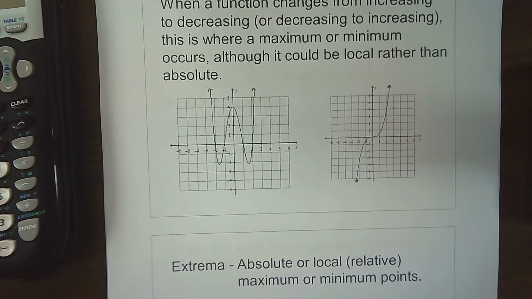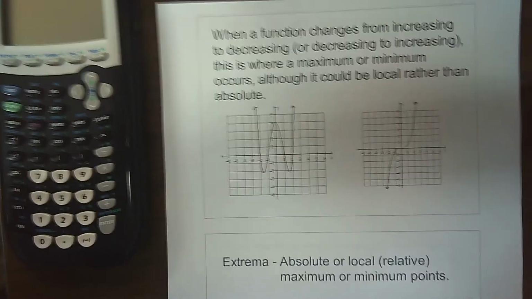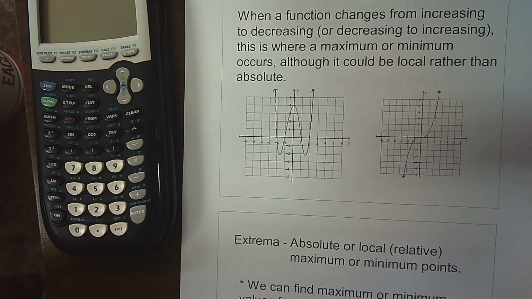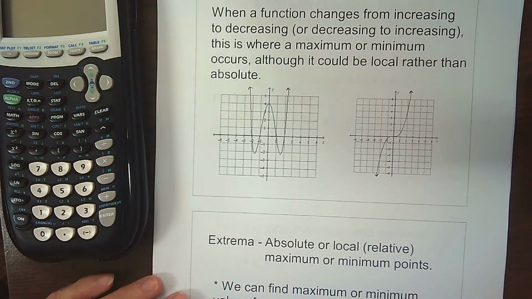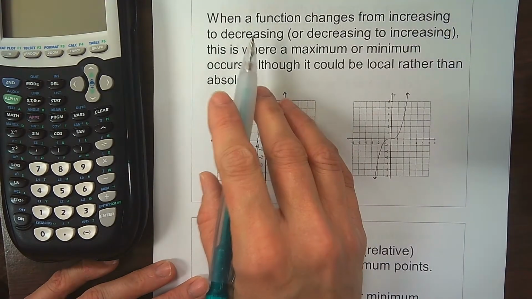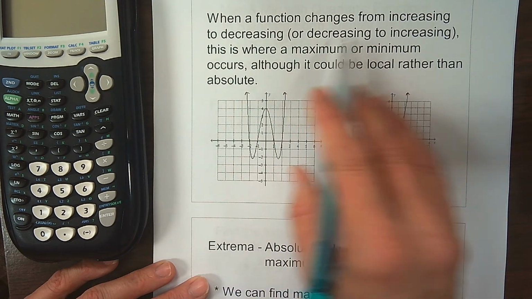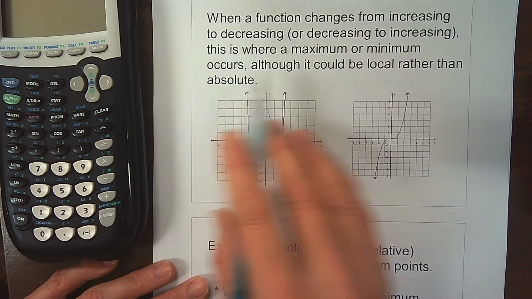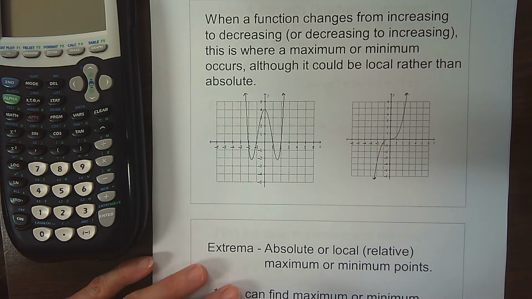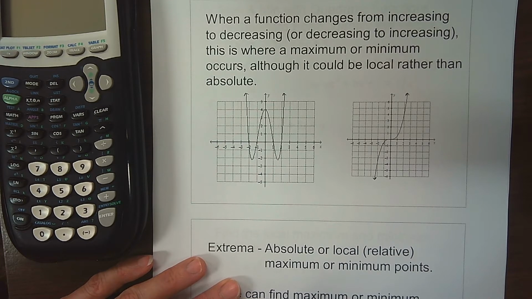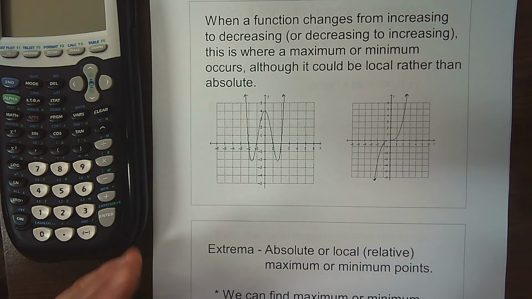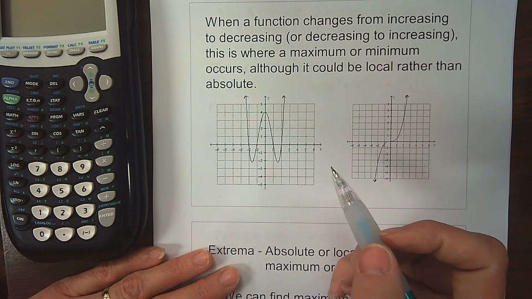All right, for this next piece, we want to talk about maximum and minimum values. And this connects certainly to the idea of increasing and decreasing, because when a function changes its direction, it's increasing and then starts to decrease, or other way around, decreases and then starts to increase, then that's where a maximum or minimum occurs. It might be what we call a local or relative maximum or minimum, or it could be absolute. Again, if that terminology doesn't seem familiar to you, not a big deal, because we're going to address it here.